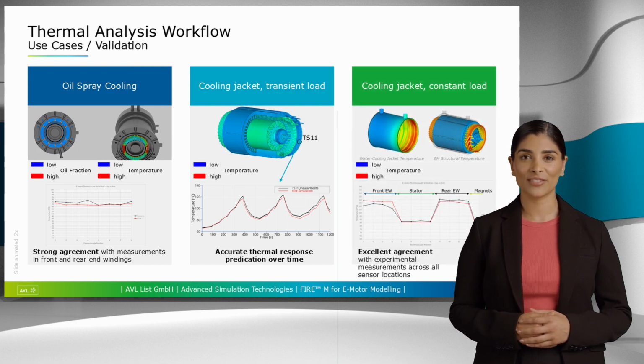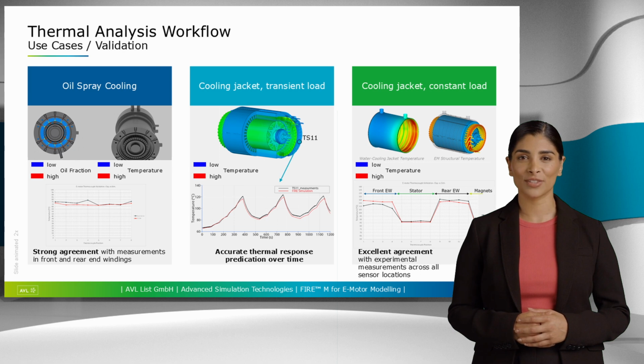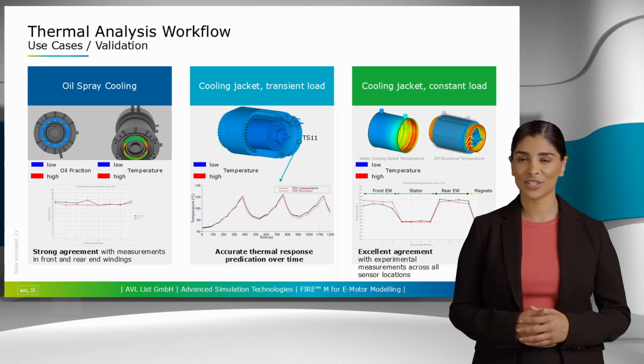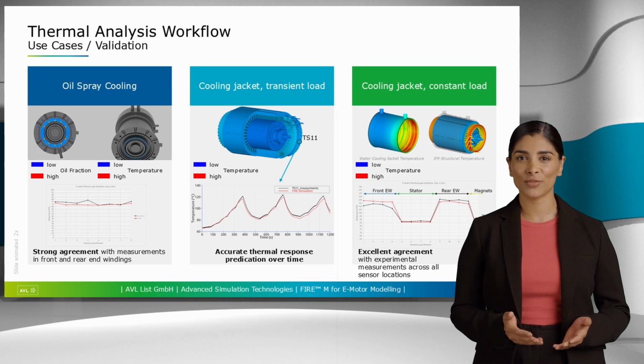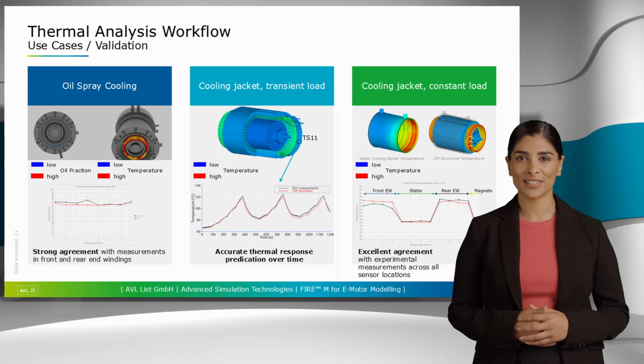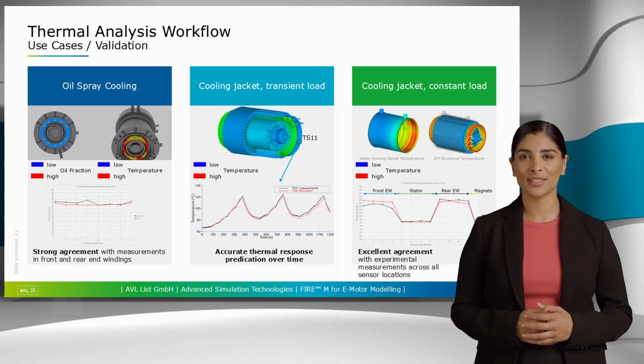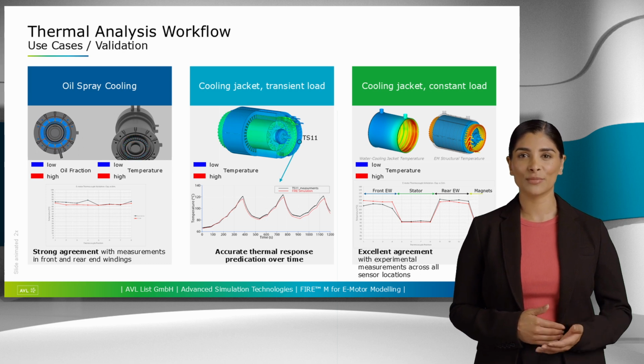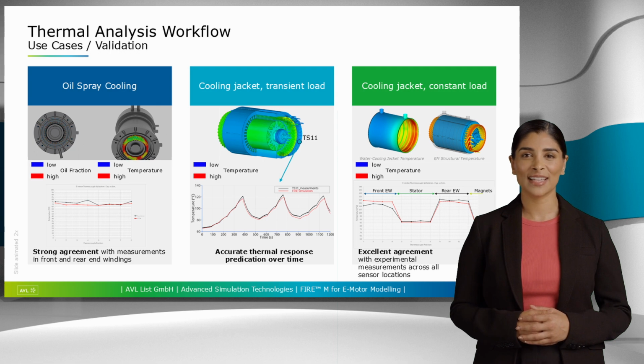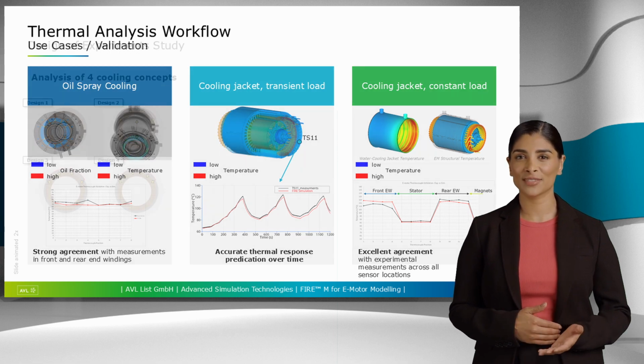On the right are now shown once more results obtained for an e-motor with a cooling jacket. Also for this case, in all regions, front and rear end windings, as well as in the stator, the simulation results nicely match the measured data. Looking at these three representative examples, we can summarize that FIRE M predictions typically match measurements within ±5 Kelvin. This is true for both steady-state and transient duty cycles.